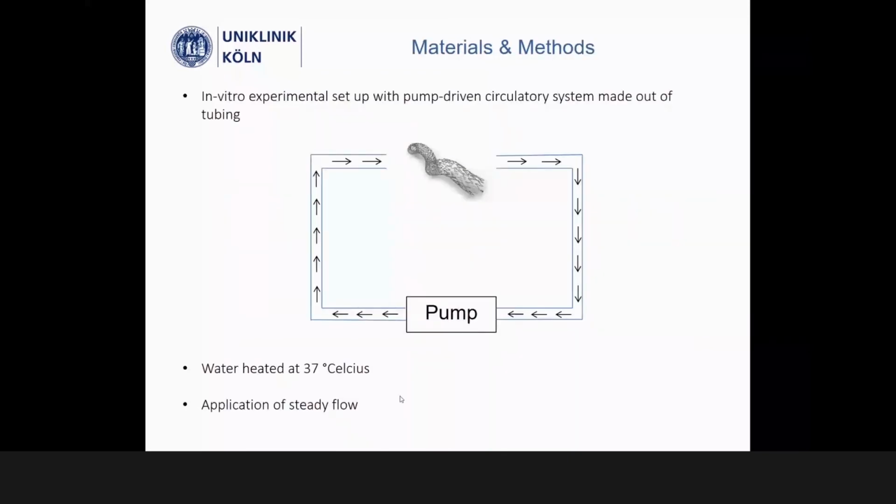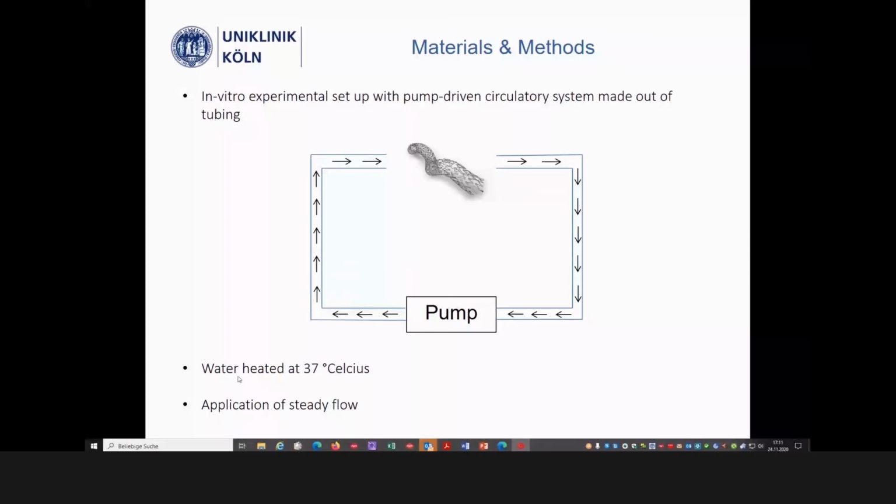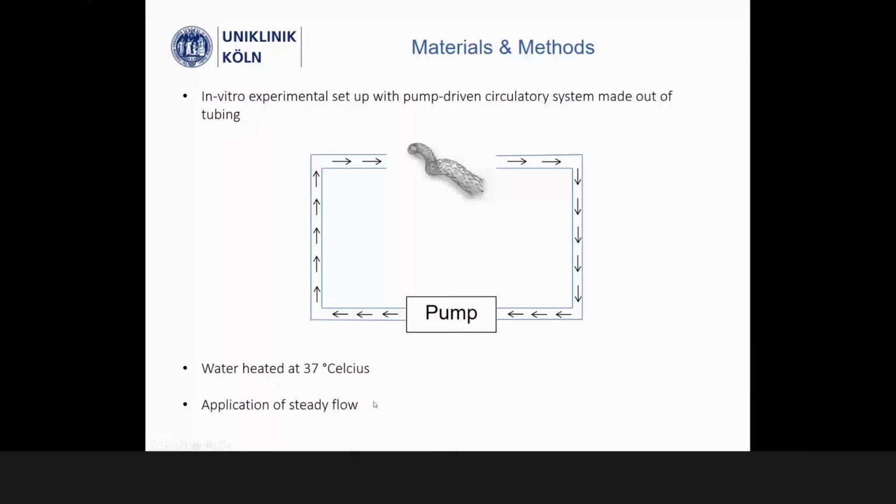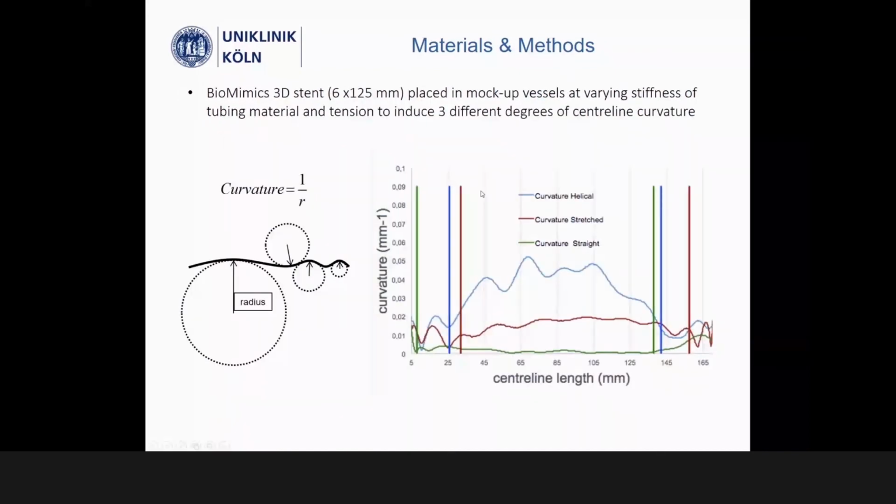We set up an in vitro phantom for this, where we placed the 3D biomechanics stent in a tube and connected it to a pump. The water was heated to 37 degrees Celsius, and we applied steady flow. Pulsatile flow would have made calculations more complicated in the whole setup, so we decided to go for steady flow. And then we induced different curvatures by putting the stent in tubes with different stiffness.